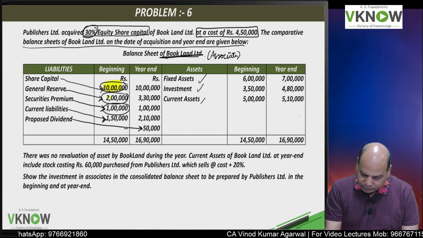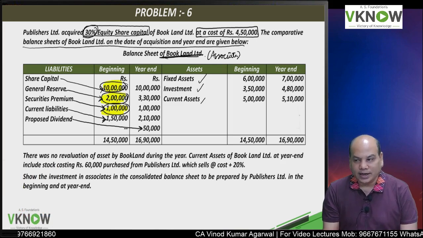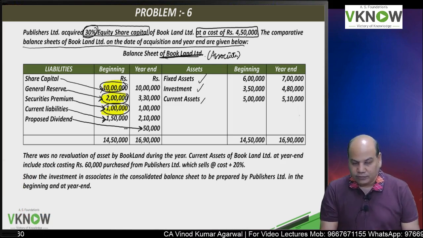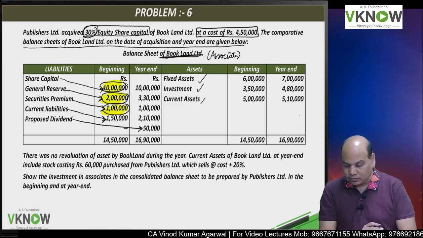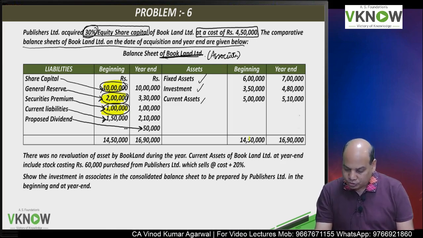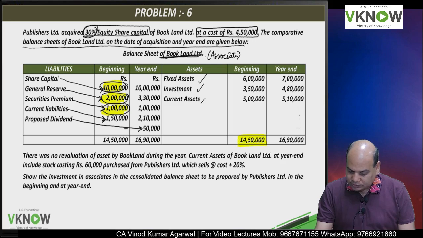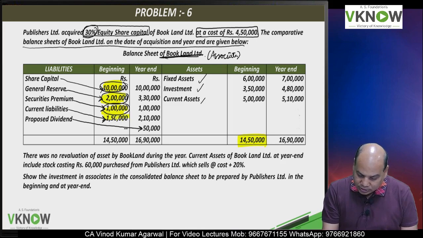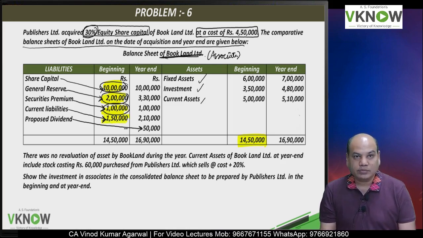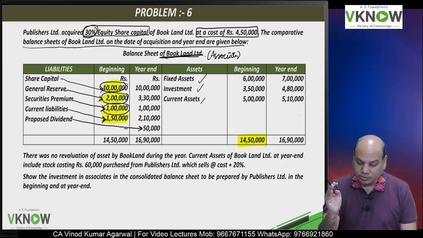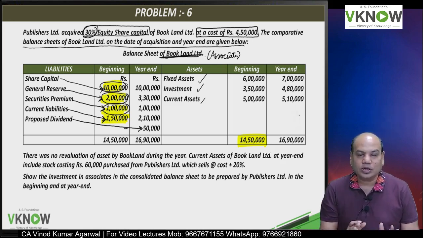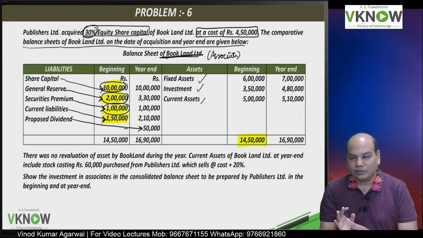Share capital, general reserve, securities premium. If I add these three numbers, that will give me net asset on the date of acquisition. Or what you can do, you can take the total of the asset 14,50,000 minus current liability 1,50,000. 14,50,000 minus 1,50,000, 13 lakh. Even that way you can compute net asset on the date of acquisition.